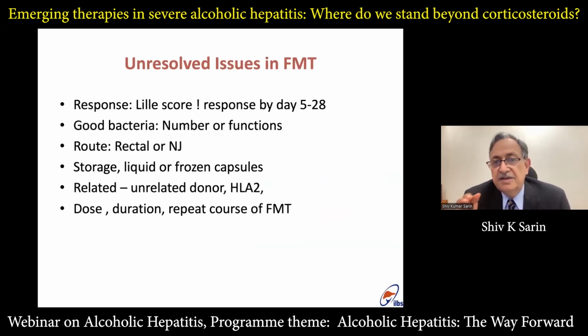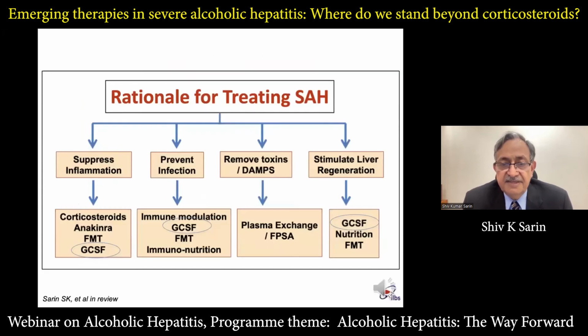There are several unresolved issues in FMT. Lille score is good for steroids. There is no score for FMT because FMT starts working after maybe 4 weeks or so. The Shannon index changes after about 28 days or so. Bacteria need to establish themselves. We don't know the functions of good bacteria. We have identified many which have ammonia reduction or neutralizing functions. Which route is better? Huge debate. Storage of them, liquid, whether related or unrelated, dose, duration, repeating, all these are unresolved. We are in the infancy.